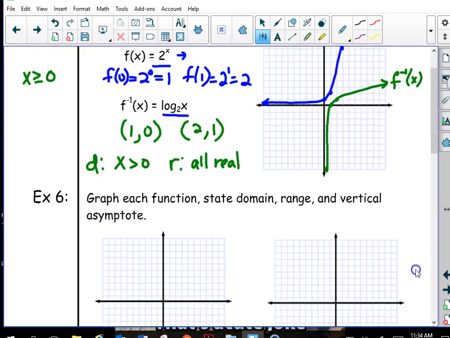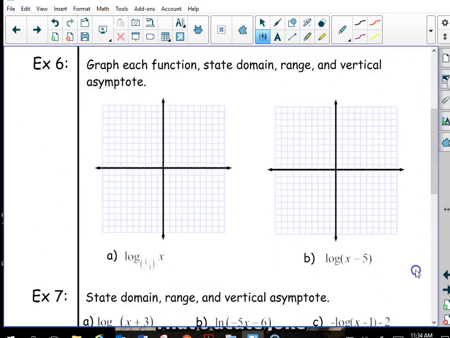Okay, so we're going to crunch through a few of these. Graph each function, state its domain, range, and vertical asymptote. So what you need to know about a log base that is between 0 and 1, like on problem A, is it's going to invert our logarithmic graph. So let's take a look at a couple of points. What power do we raise 1/3 to get 1? That's going to be 0. Okay, so we've got a single point at x equals 1, y equals 0.